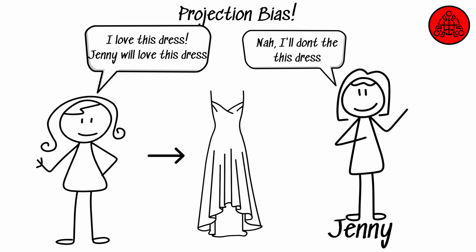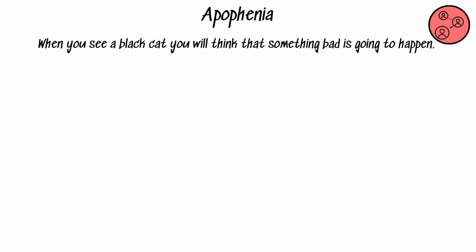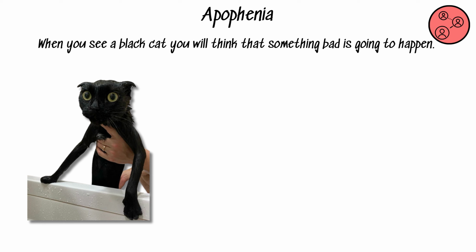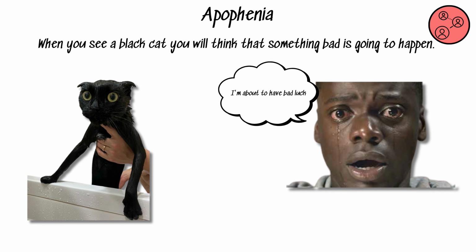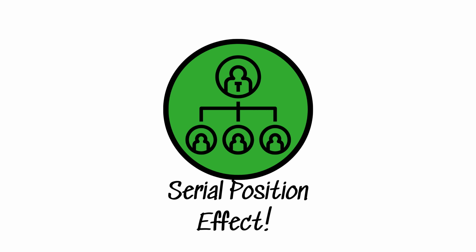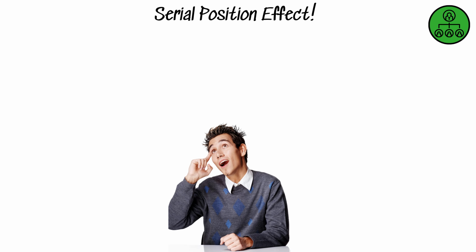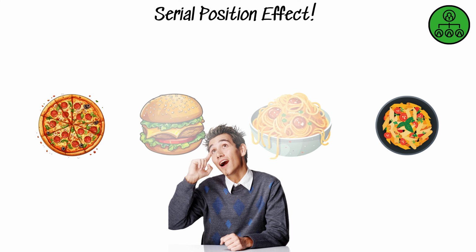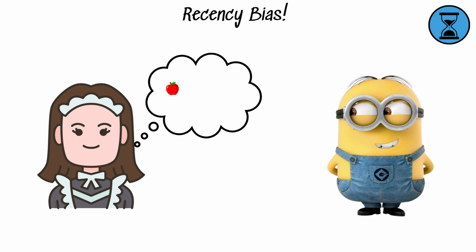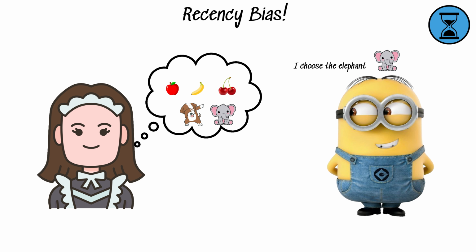less than ideal decisions. Apophenia, the inclination to see meaningful connections between unrelated things, which can result in reinforcing stereotypes and overestimating correlations. Serial position effect, the inclination to remember the initial and final items in a list more effectively than those in the middle. Recency bias, assigning greater significance to the most recent events or information, is often influenced by the serial position effect.